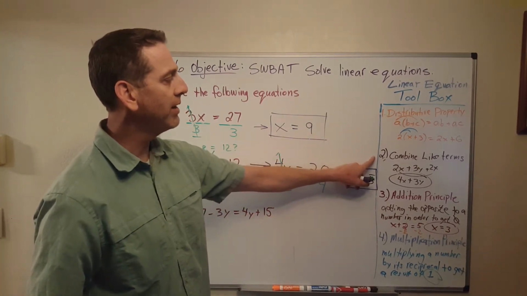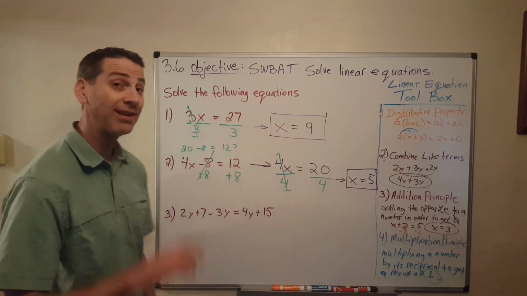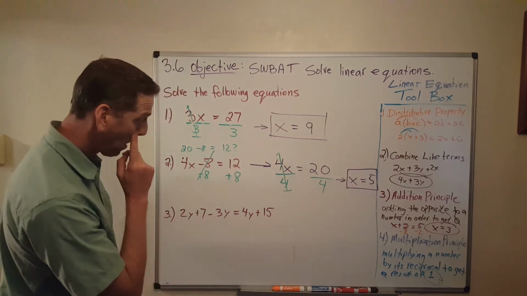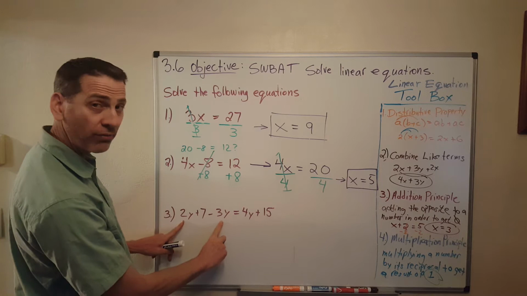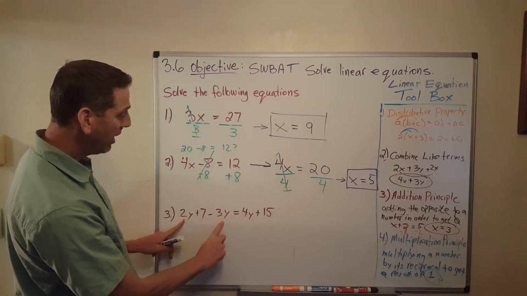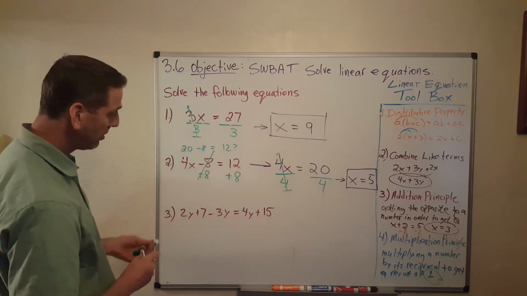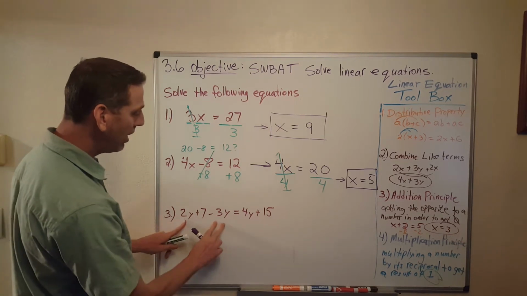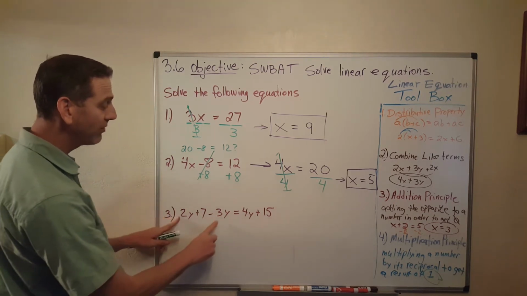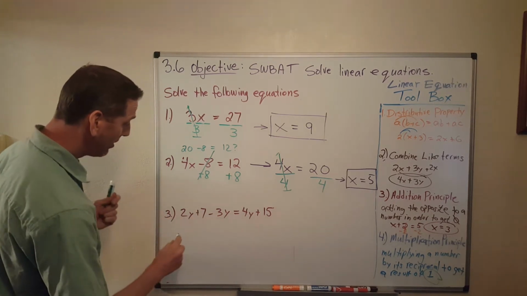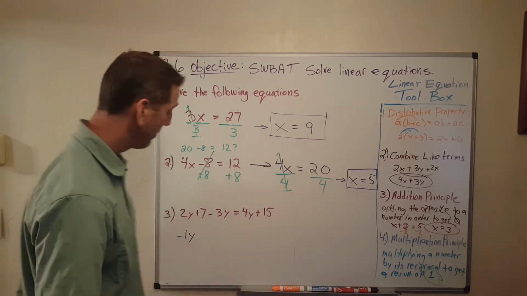Okay, how about combining like terms? Do we have any terms that are alike, that are on the same side of the equal sign? Let's see, right here. I got a 2y and a negative 3y. Those are alike, and they're on the same side of the equal sign. So let's go ahead and combine those. Okay, so what's 2y minus 3y? Well, 2 minus 3 is negative 1, right? So I'm going to get negative 1y. You could just put negative y.